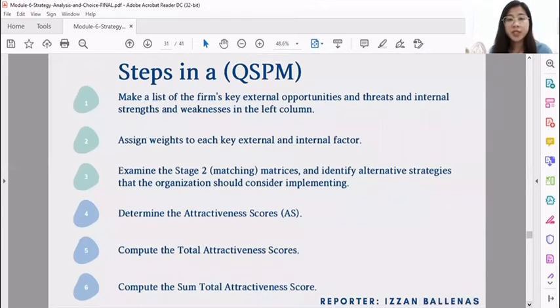There are 6 steps in QSPM. First, make a list of the firm's key external opportunities and threats and internal strengths and weaknesses in the left column. Second, assign weights to each key external and internal factor. Third, examine the Stage 2 matching matrices and identify alternative strategies that the organization should consider implementing. Fourth, determine the attractiveness scores. Fifth, compute the total attractiveness scores. And sixth, compute the sum total attractiveness scores.